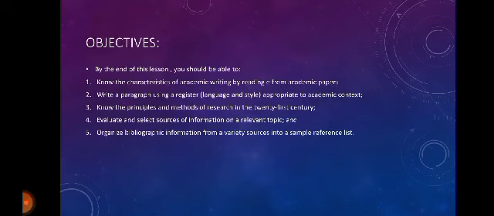Objectives. By the end of this lesson, you should be able to: 1. Know the characteristics of academic writing by reading from academic papers. 2. Write a paragraph using a register, language, and style appropriate to an academic context. 3. Know the principles and methods of research in the 21st century. 4. Evaluate and select sources of information on a relevant topic. And 5. Organize bibliographic information from a variety of sources into a sample reference list. Outline: academic writing, documented essay, sample of a documented essay.